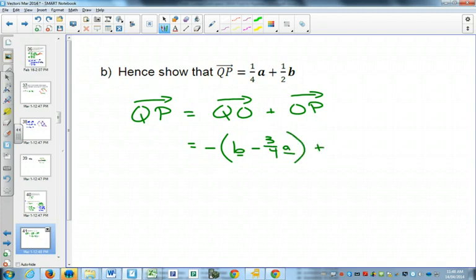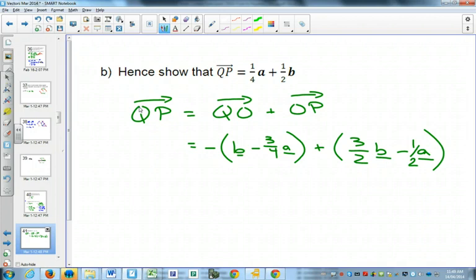And O to P, what was it from before? Three half. Well, 3 over 2 what? B? Minus A? 1/2 A. So OP was 3 over 2B minus 1/2 A.